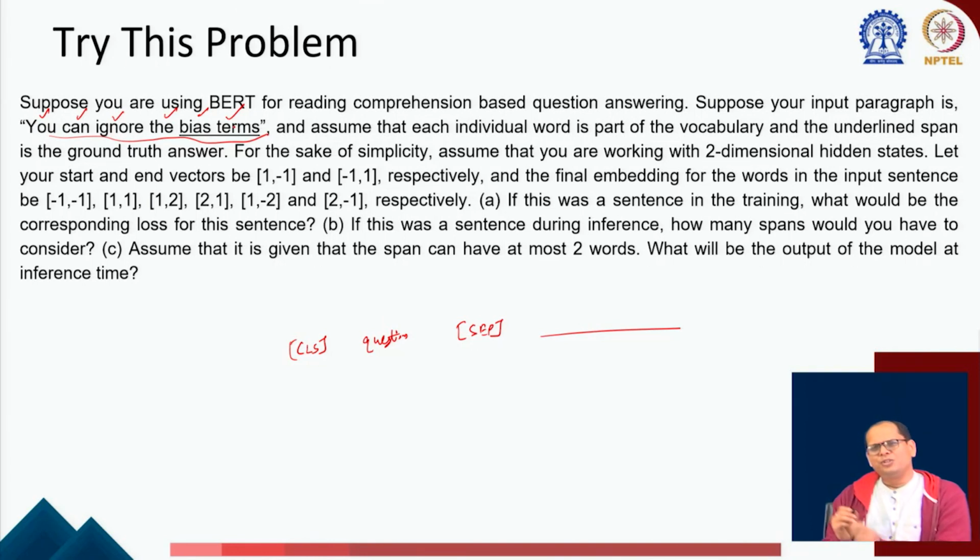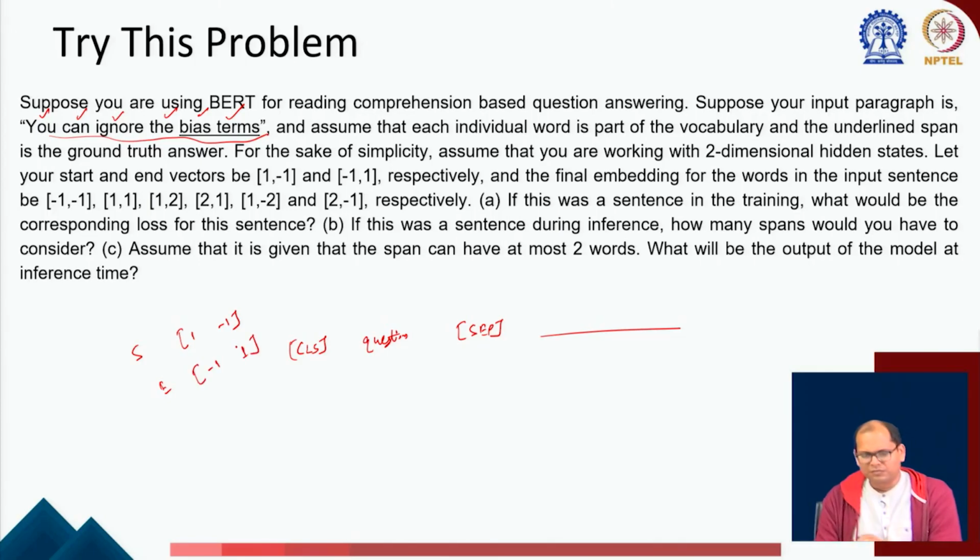Now assume that your hidden state is just 2 dimensions, so that we can actually do this problem. So what you need for fine tuning here is a start and an end vector. Your start vector is 1, minus 1 and end vector is minus 1, 1, and you're also given the final embedding for all these 6 tokens, right? So there are various parts of this question. If this was a sentence during training, what would be the loss for the sentence? How do you compute the loss?